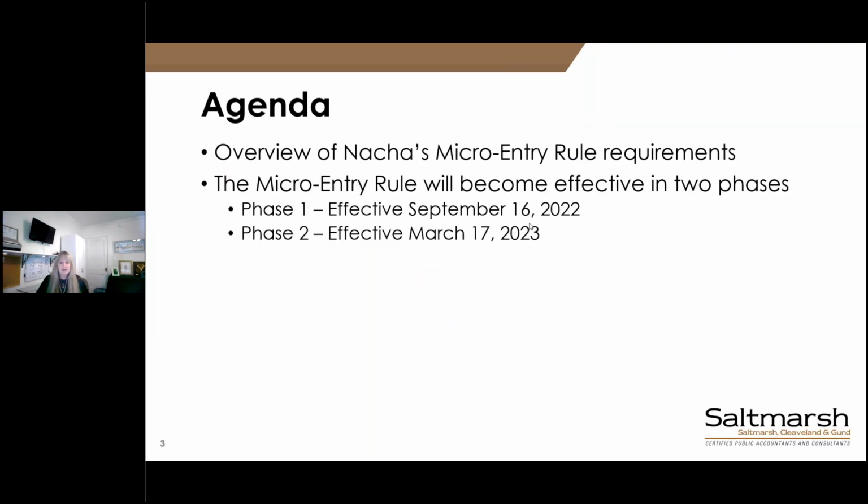So we're going to get right to the presentation. This is really going to be kind of short and sweet. This is a summary of what we'll be discussing. It's going to be a high-level overview of Nacha's MicroEntry rule requirements. This will become effective in 2 different phases. The first phase will become effective September 16th of this year, and the second phase will be March 17th of next year.